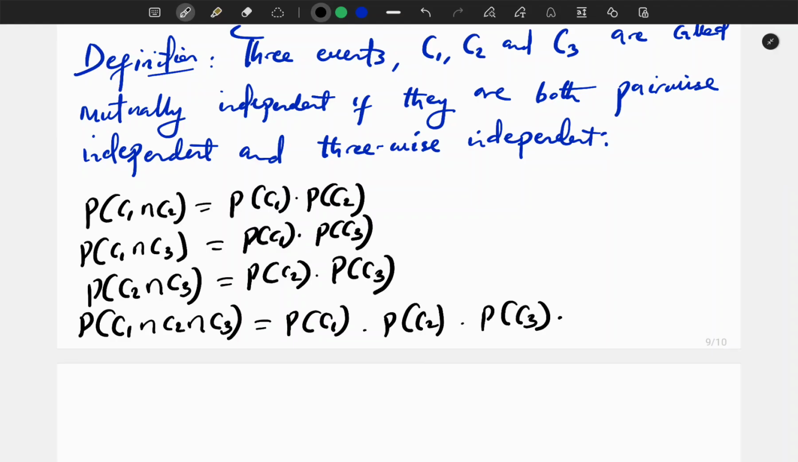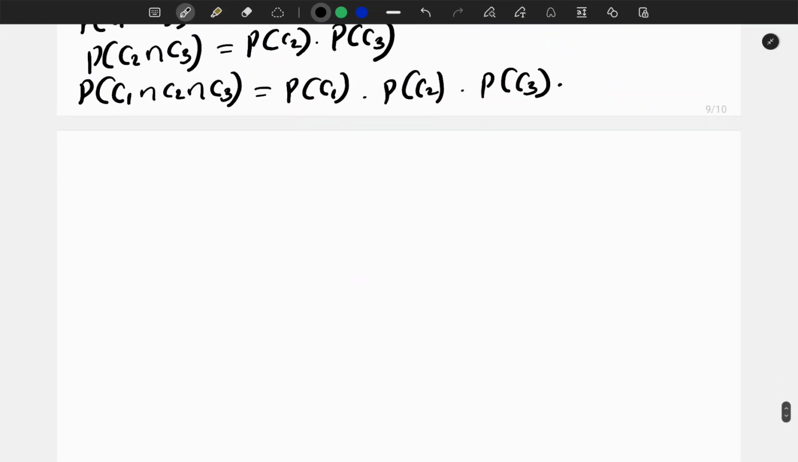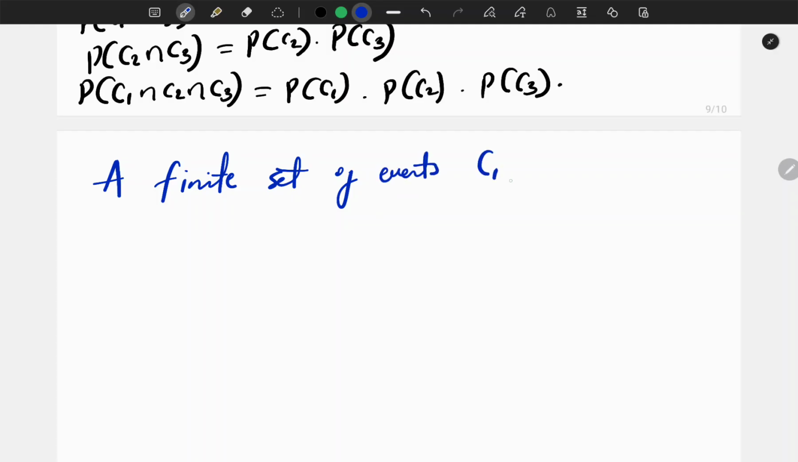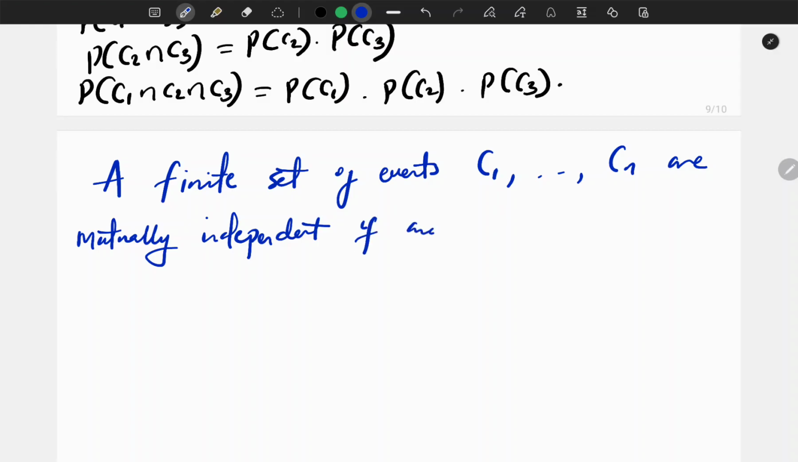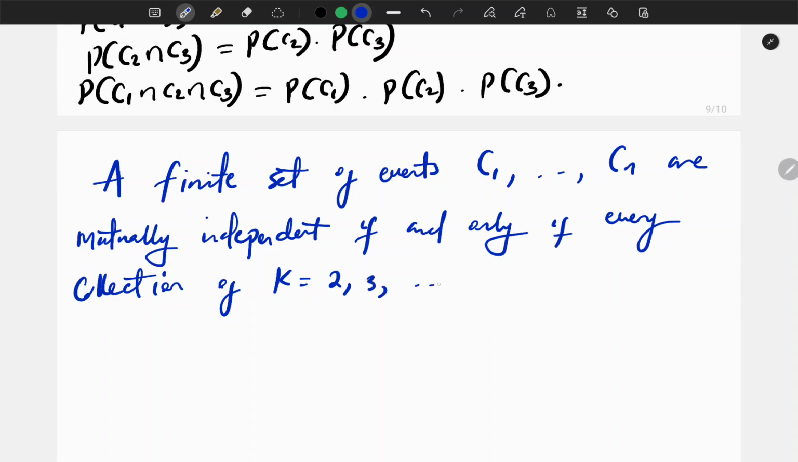Then we can also define that for a finite set of events C1 through Cn, they are mutually independent if and only if every collection of k equals 2, 3, up to n of these events are independent.